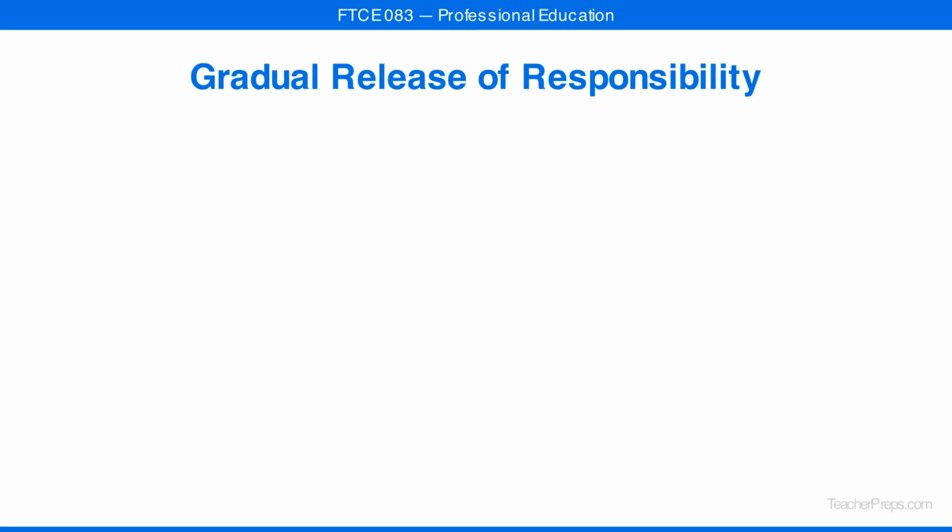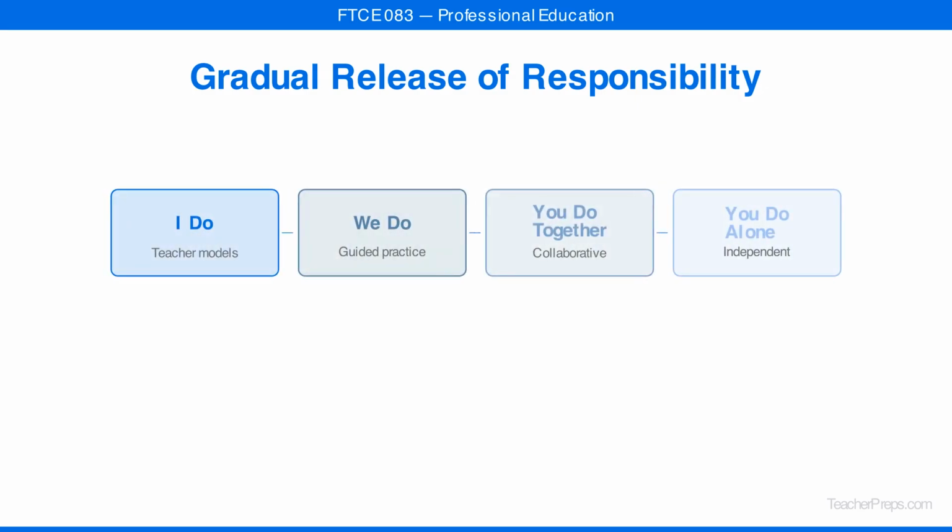One of the most powerful frameworks for active learning is the gradual release of responsibility model. It follows 4 phases. Phase 1, I do. The teacher models the skill or process explicitly. Students observe and listen. Phase 2, we do. The teacher and students work through examples together. This is guided practice with the teacher providing support.